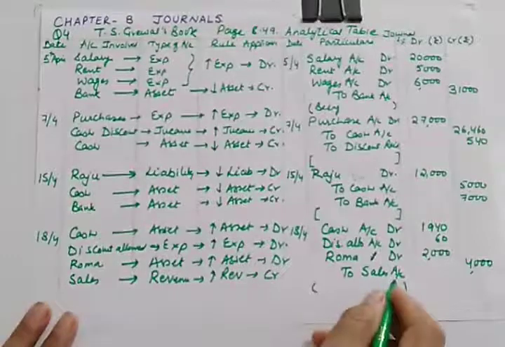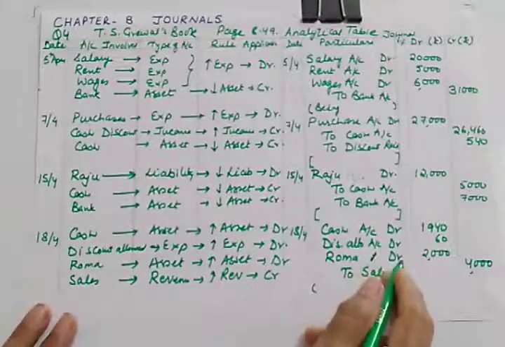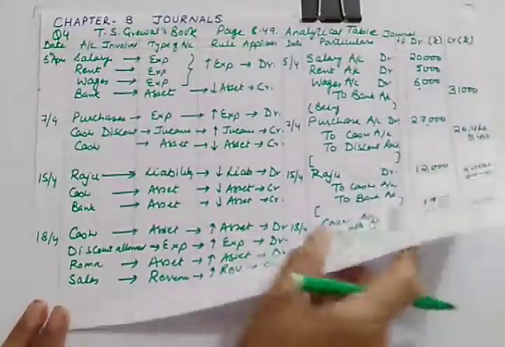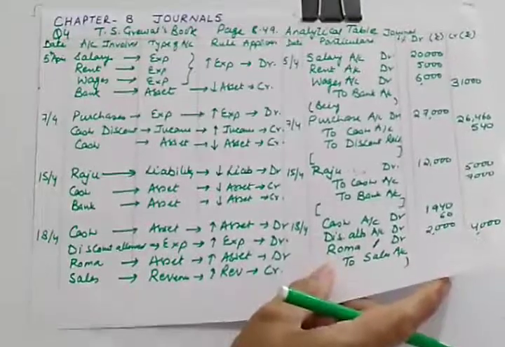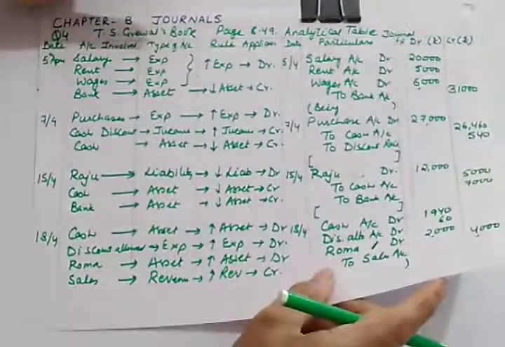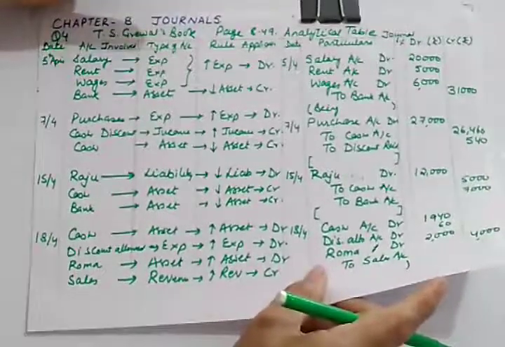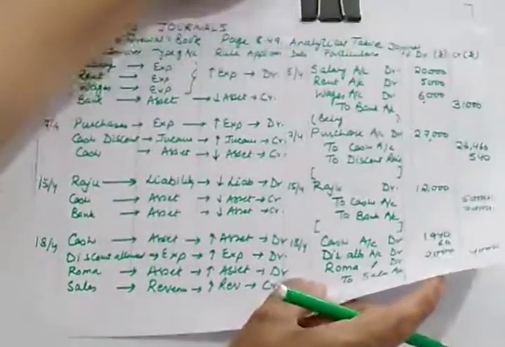Being goods sold to Roma and 50% is paid through cash and she availed a discount at the rate of 3%. Now let us move to the next transaction. And here also the analytical table is ready.